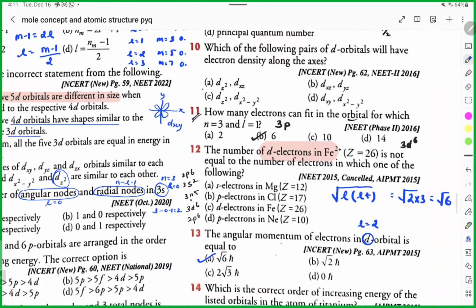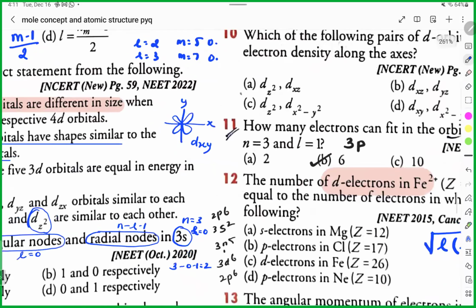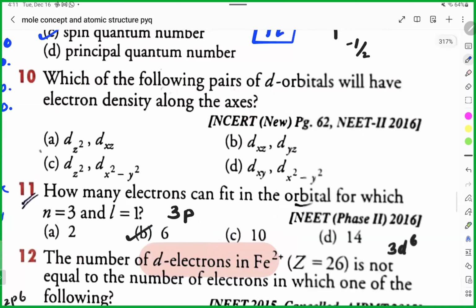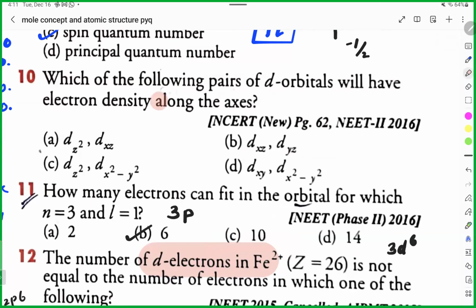And which one will have lobes along the axis? Along the axis. In dx square minus y square, along the axis. Okay. In dz square, along the axis. This is x, this is y. dz square, along the axis. Yes or no, guys?